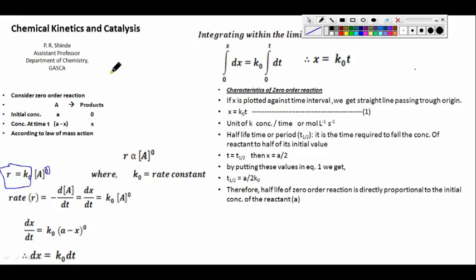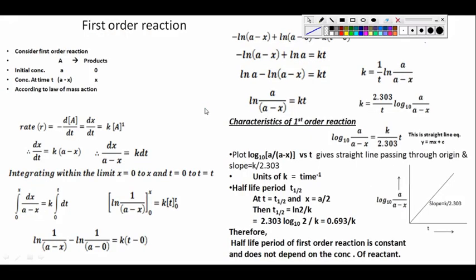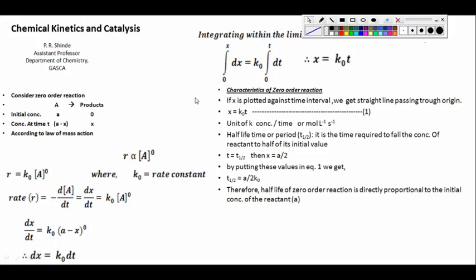Generally, rate is directly proportional to the concentration of reactant raised to x, and this x is the order of reaction. So as it is 0 in this case, that's why rate is constant. This is important. Now let us start the first order reaction.